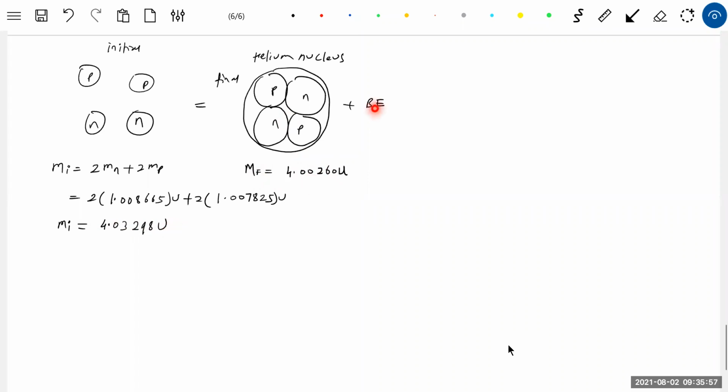It is converted into binding energy, and that binding energy is utilized to bind the nucleons together. Where does that energy come from? The energy comes due to mass defect. This is the core central idea of the entire nuclear physics.